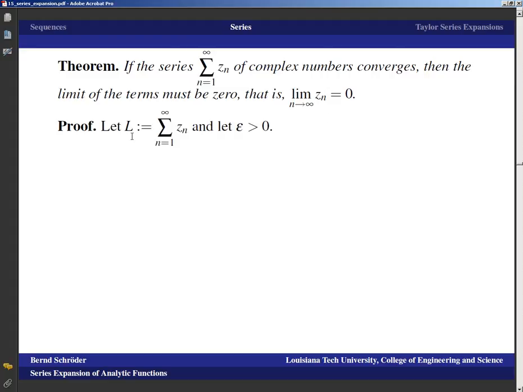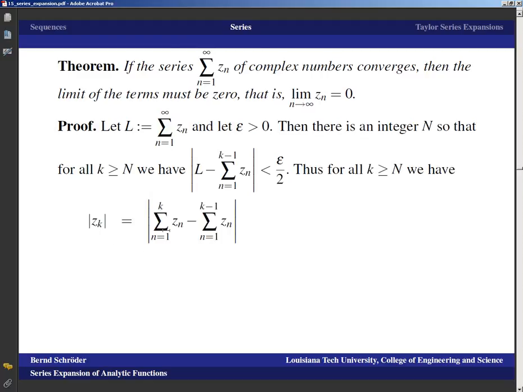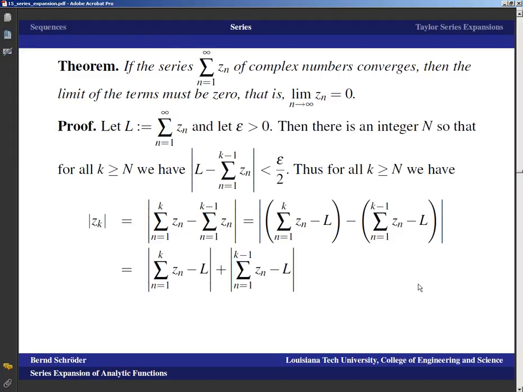That's a quick proof, actually, because if we let L be the limit of the partial sums of the Zn's and epsilon is greater than 0, well, then there is an integer capital N, so that for all k greater or equal capital N, we have that L minus the sum n equals 1 to k minus 1 of the Zn's is smaller than epsilon over 2. Which means that for all k greater or equal than N, we have that the absolute value of zk, which is just the absolute value of the difference of the kth partial sum and the (k minus first) partial sum. Then we just do the one trick there is in mathematics, right? We add 0. We have a minus L here, and then we have a minus L here, so those two are still the same.